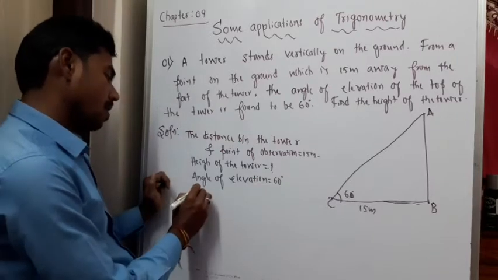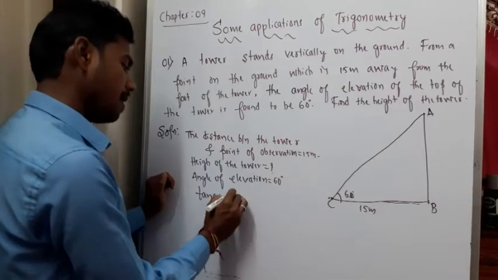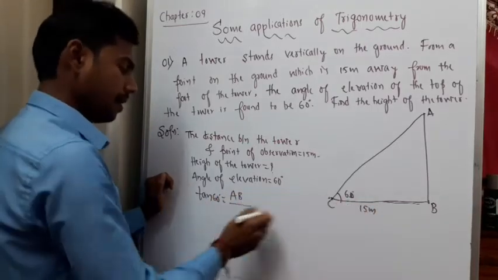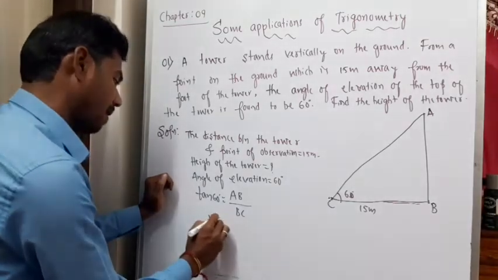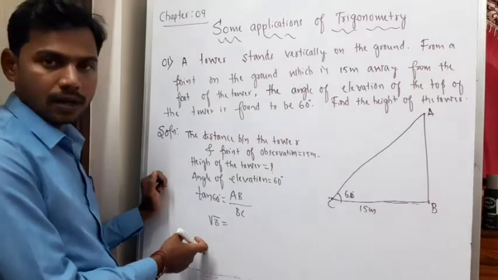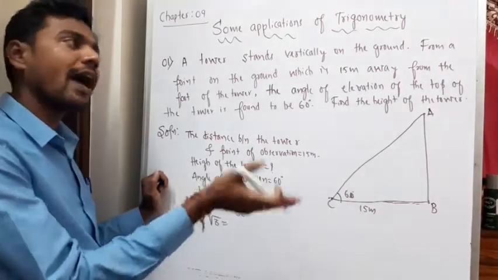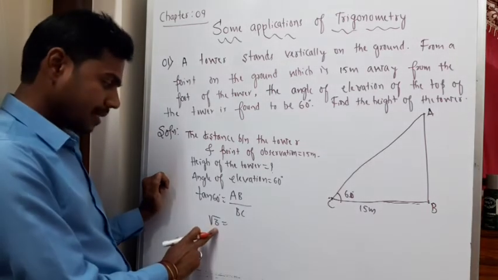Now tan of 60 degree is equal to AB divided by BC. What is tan 60? Root 3. Tan 60 is nothing but root 3. I think you have this table by heart. You know all these values. Even I have given the logic of how to remember it. Now tan 60 is root 3.